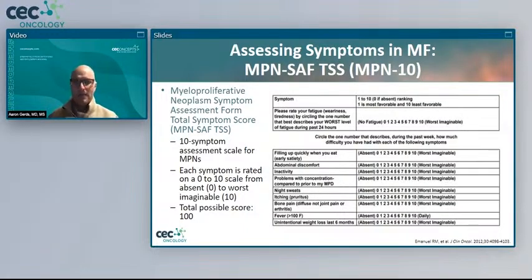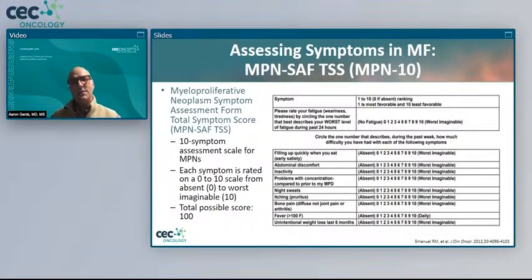So this is the MPN-10, also known as the MPN-SAF TSS, where on a scale of 0 to 10, we ask a patient, in the last week, how bad were your night sweats on a scale of 0 to 10? How bad was the itching on a scale of 0 to 10? And so on and so forth. With this, you get a score. You can measure the amount of symptoms that a patient may be having. That way, visit over visit, treatment over treatment, you can tell, are they getting better or are they getting worse?